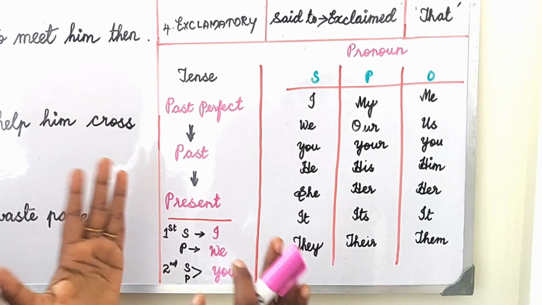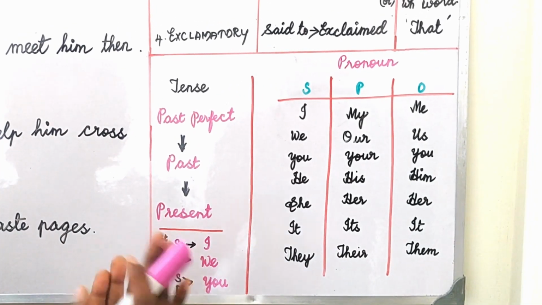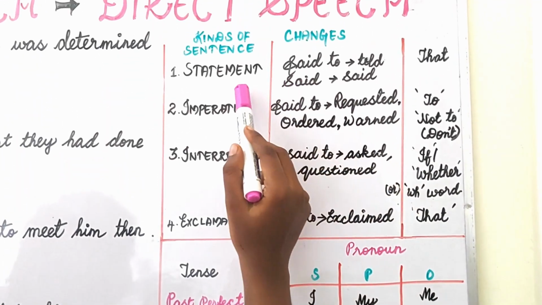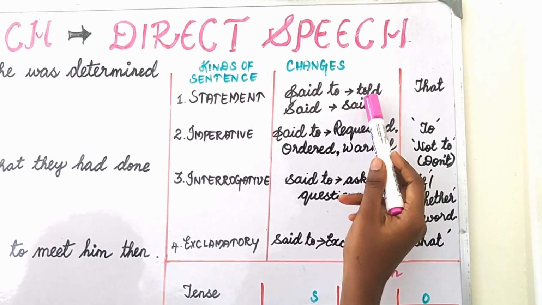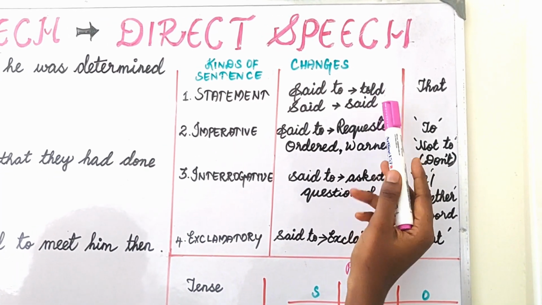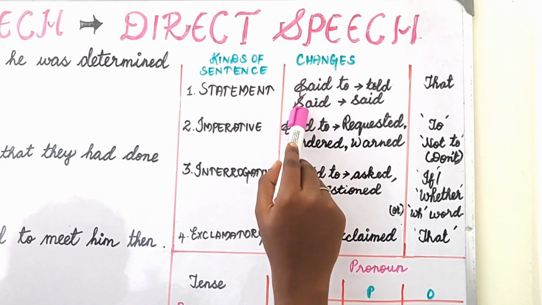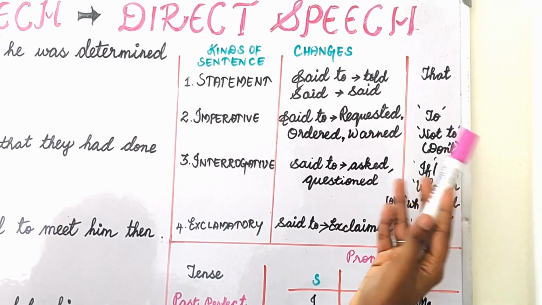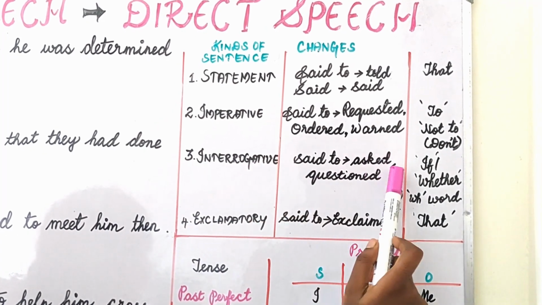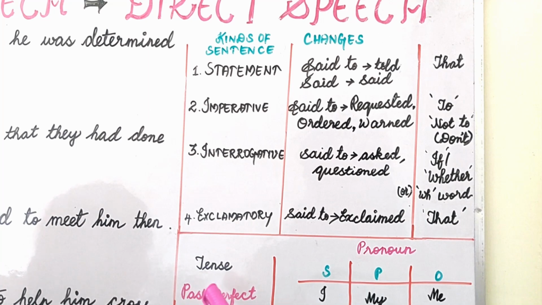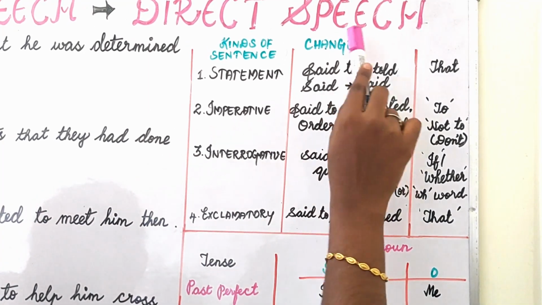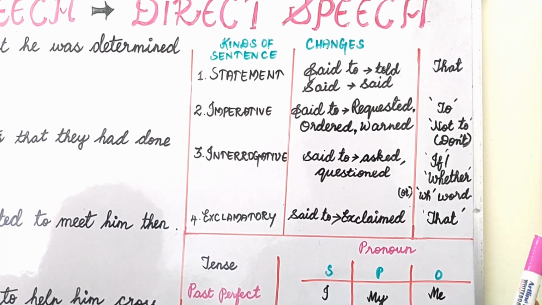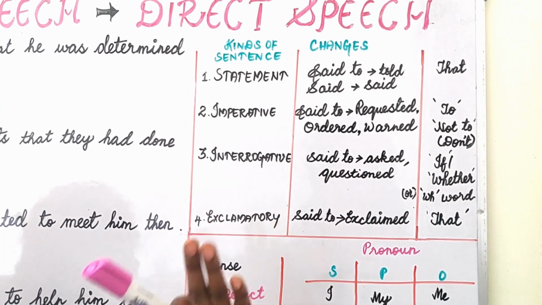Now what we are going to do for indirect to direct, that's what I am going to tell you now. See, in the statement category, if you see the reporting verb as told or said, then change it to said to or said. And if requested, ordered, warned are there, change them back to said to. Similarly, if asked or questioned are there, change them back. Exclaimed, change it back. So all these reporting verbs which we changed in direct to indirect speech, just interchange again to said to.